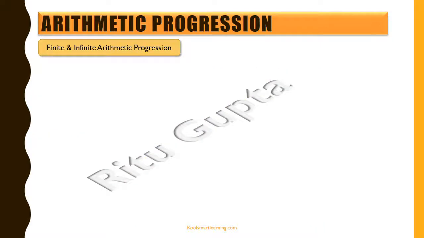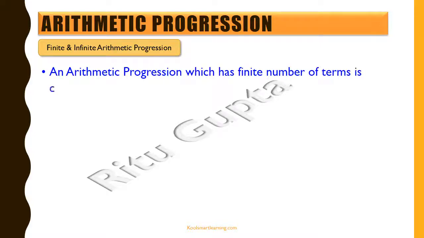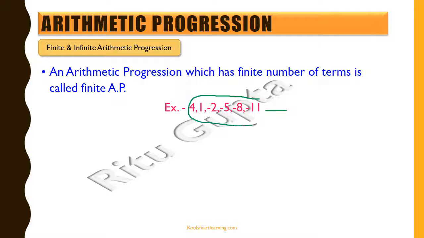Now let's talk about finite and infinite arithmetic progression. An arithmetic progression which has a finite number of terms is called a finite AP, and that's where we said that the last term is denoted by L. The last term of an AP is possible only if it has a finite number of terms. Example: 4, 1, minus 2, minus 5, minus 8, minus 11, and that's it. We are not saying that it is continuing. This is where it ends. So this is an AP with fixed finite terms, which are 6 in number.